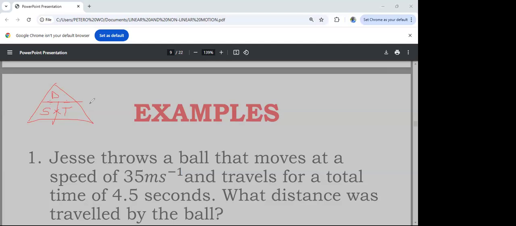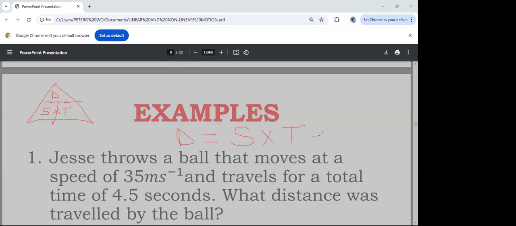So here it says that if you already have the speed, which is 35 meters per second, and the time, which is 4.5 seconds, you're looking for the distance. So the distance is equal to speed times time.